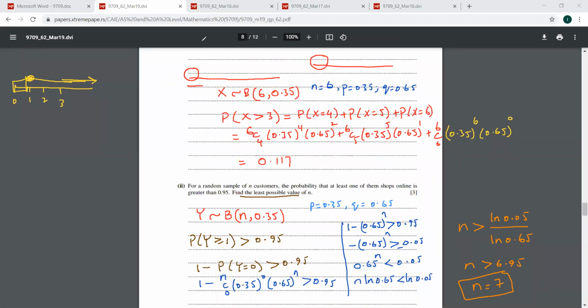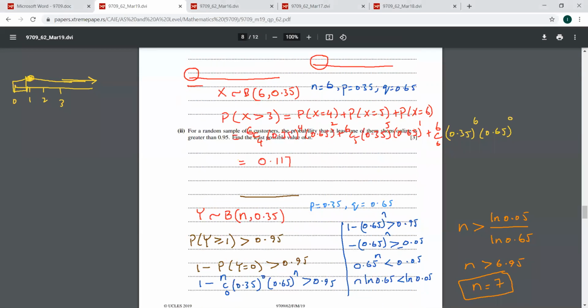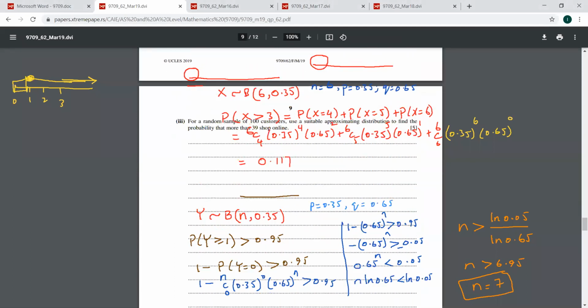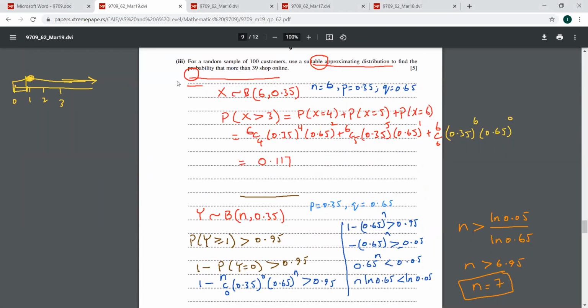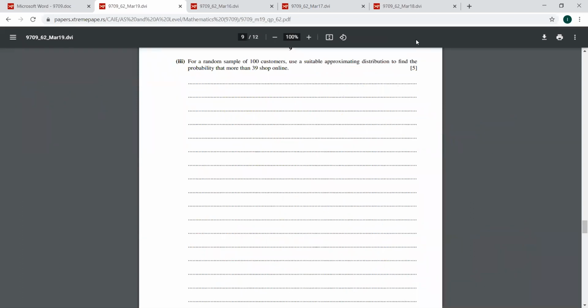Okay. Now I am doing this question for the sake of the last part. Basically, we have done this recently. The last part of this question, I was more interested in than any other part. This is because this is about normal approximation. It says from a random sample of 100 customers, use a suitable approximating distribution to find the probability that more than 39 shop online. So this is what I was waiting for.